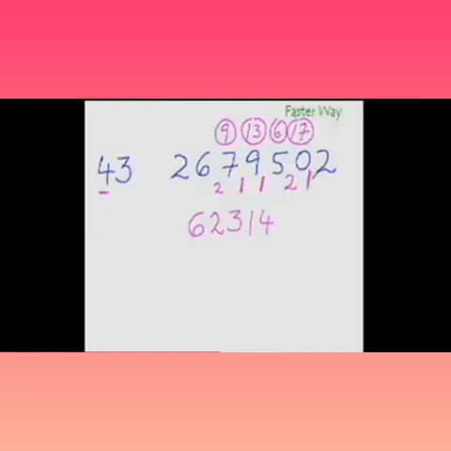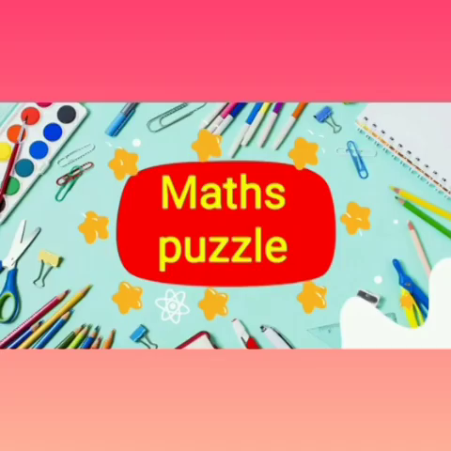Now the next dividend would be 12 minus 3 times 4, that is 12. That is 0. Moment you get 0 as the dividend, that means the answer that you have got so far is the complete answer. So this is my answer, 62,314. In the next video, you are going to learn about the 3 by 3 magic square puzzle. Watch the video clearly and you too solve this puzzle.